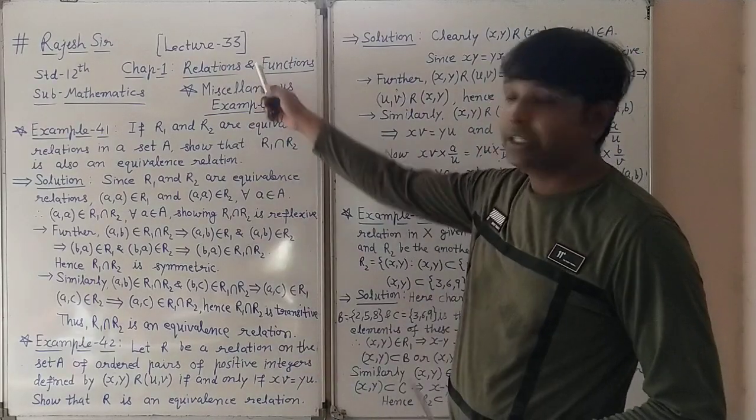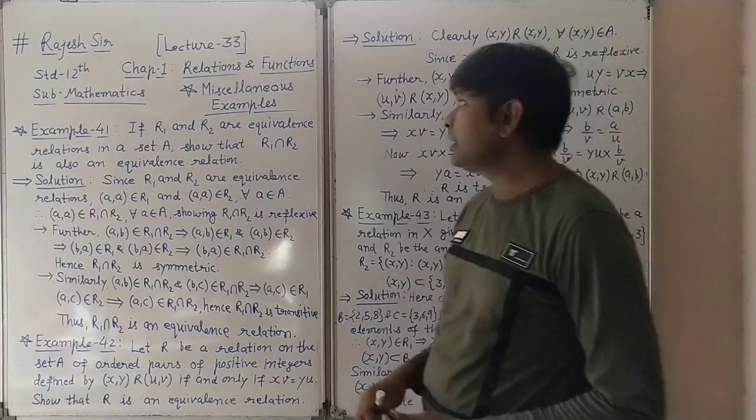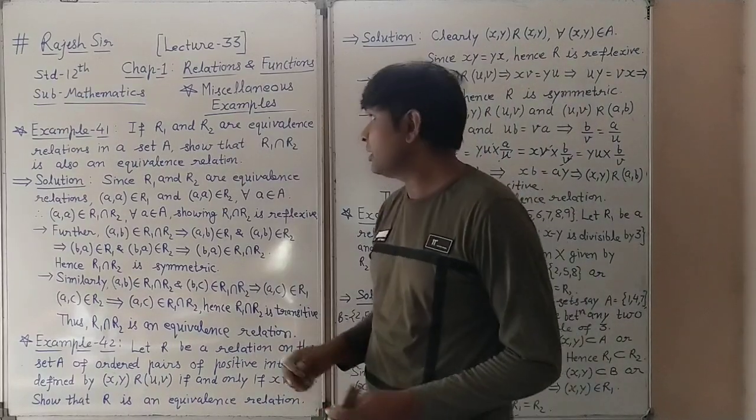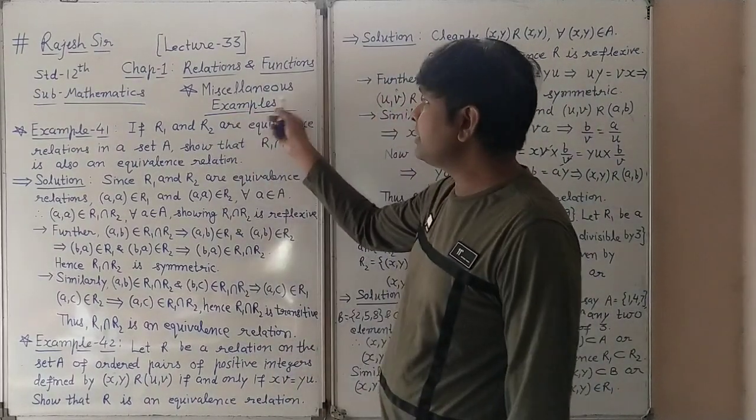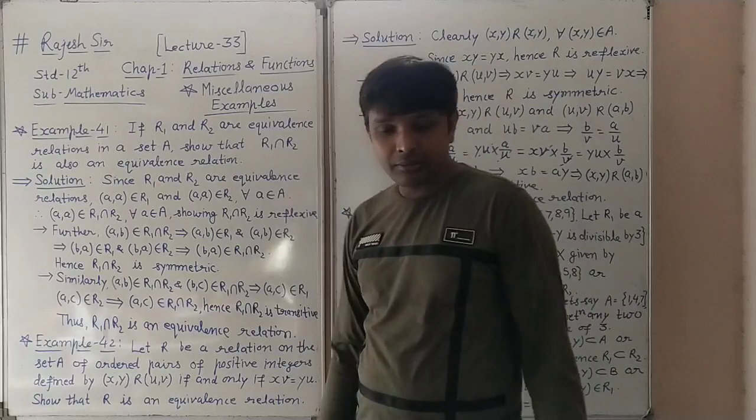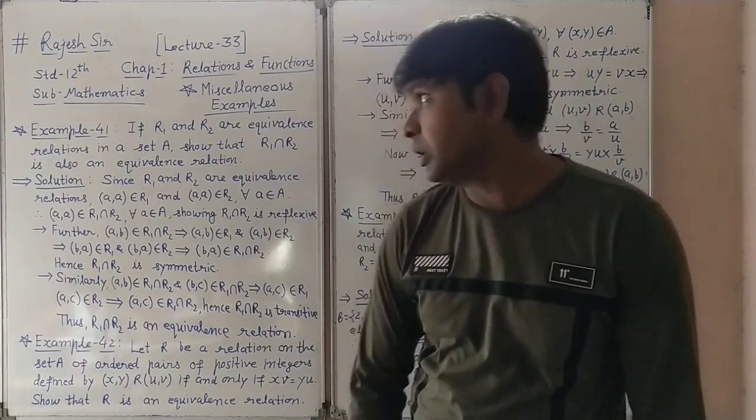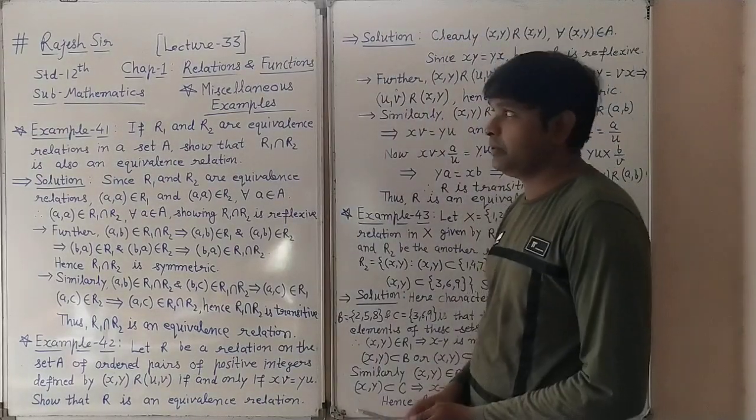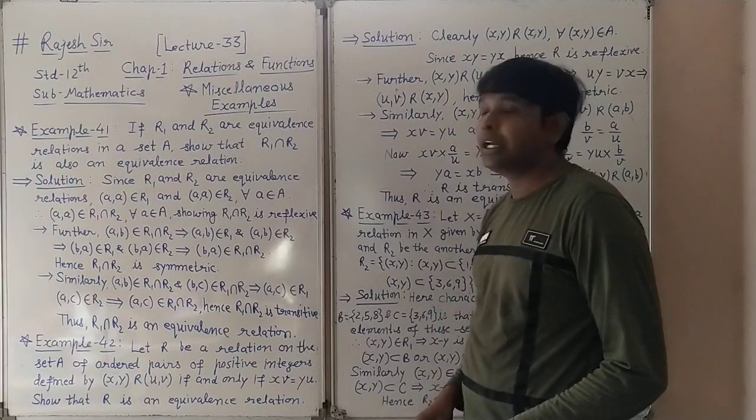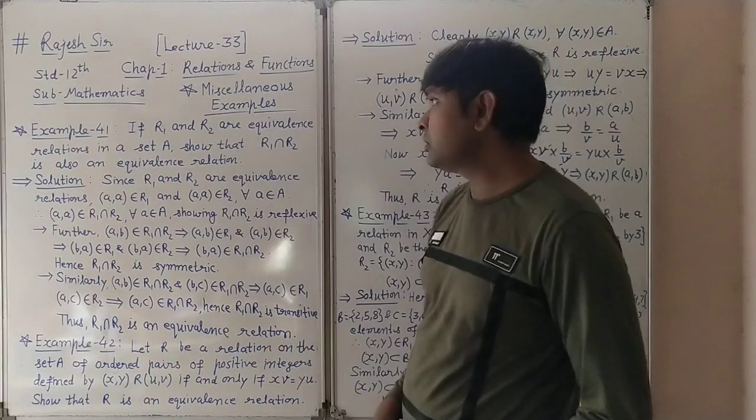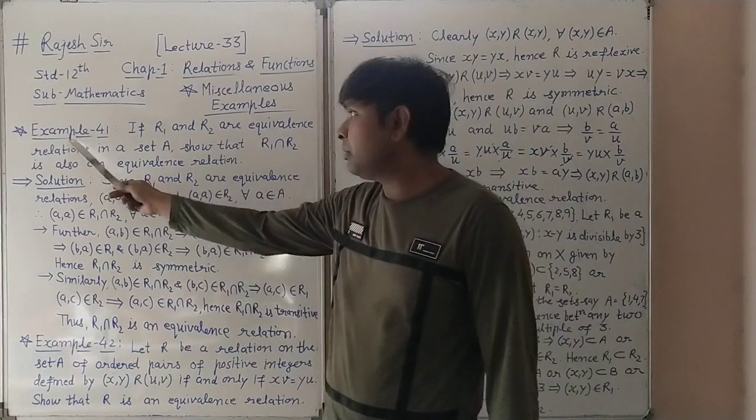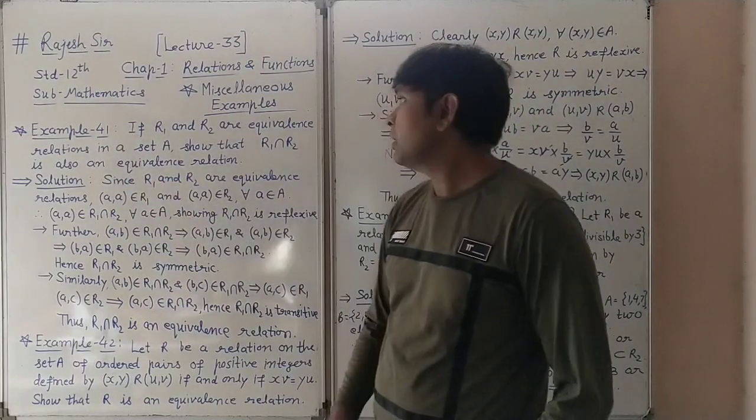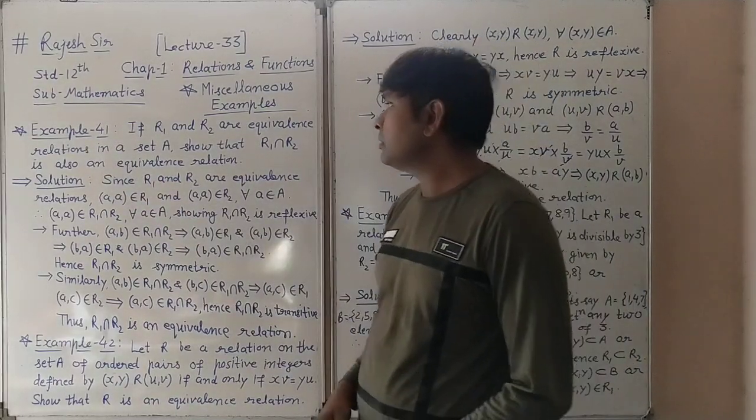This is lecture number 33 and we are now at the last step of this chapter, in which we will do the miscellaneous examples. Means some typical examples we will solve in this lecture. Before this we have seen all 40 examples and now this is example number 41. In this, what is given?